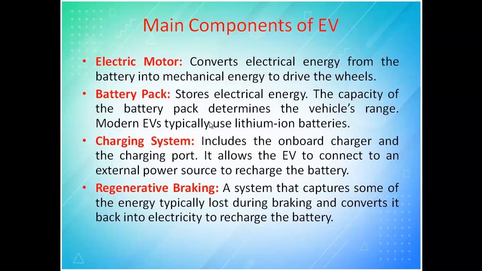Next, let us move on to the basic components present in an electric vehicle. The first component is the electric motor. Motors are of two types: either a DC motor or an AC motor. Then the battery pack. A battery pack is usually made by putting cells in a series-parallel combination. I will have a cell, connect it in series and parallel, and make it into a pack. The capacity of the battery determines the vehicle range.